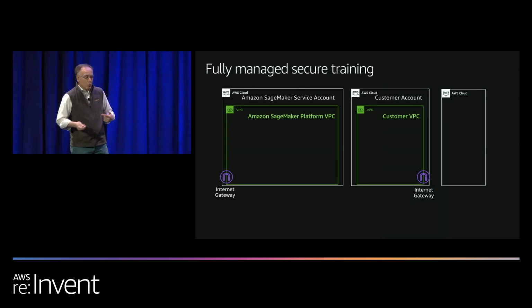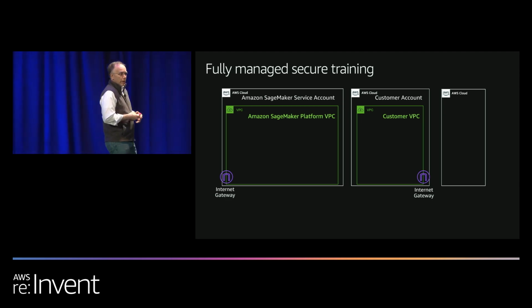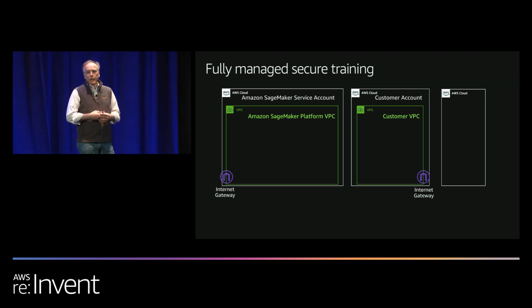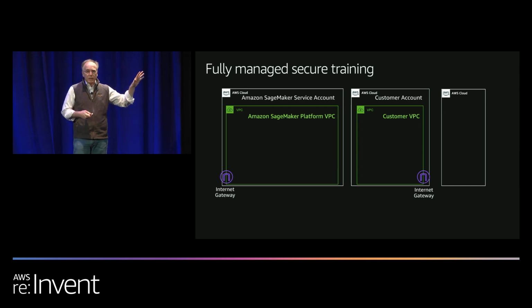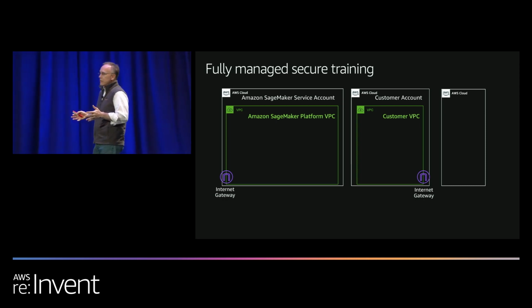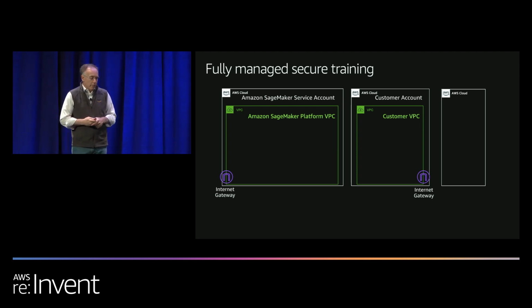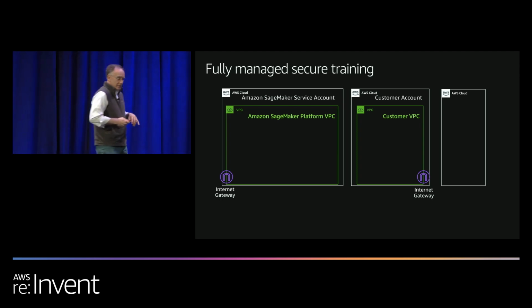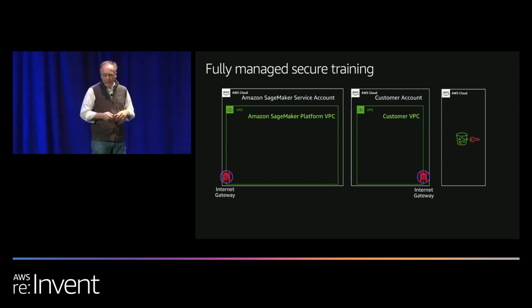Let's take an example quickly so I can show you what I mean. Let's look at how secure training works at a high level in SageMaker. On the left, you've got this SageMaker VPC. That's what we manage. In the middle, we've got the customer VPC. That's where some of your resources will be. And then we've got other services in the cloud. Here we've got both VPCs exposed to the public internet. That's probably not a good thing, so we cut that off.